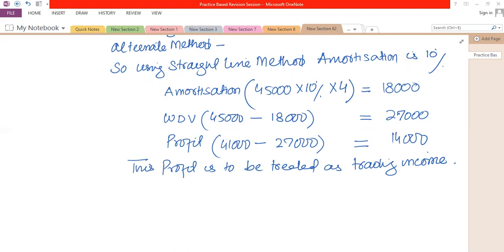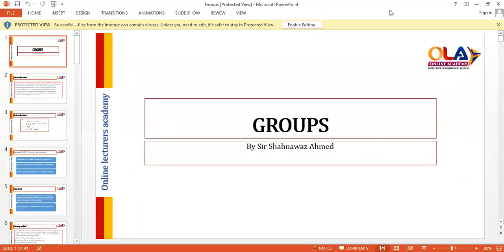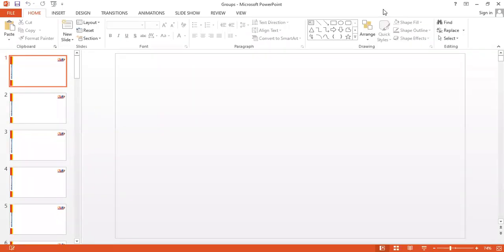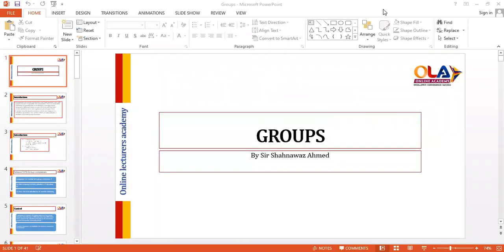Now let's move to some rules of group structure. We have just applied the group structure knowledge, but let me just refresh your knowledge. Just a recap. Why have I used the 10% rather than 4%? Because the beneficial rate is here 10%. That's why I use the straight line method.